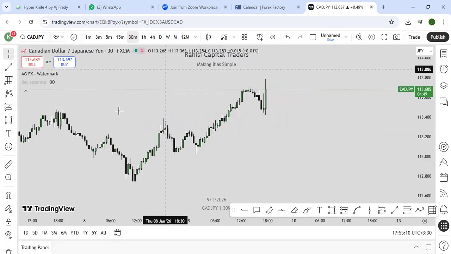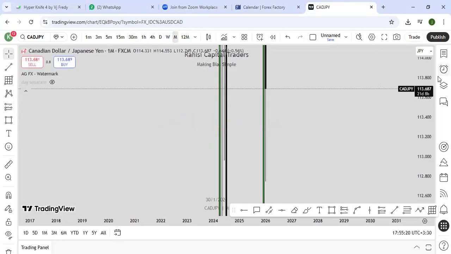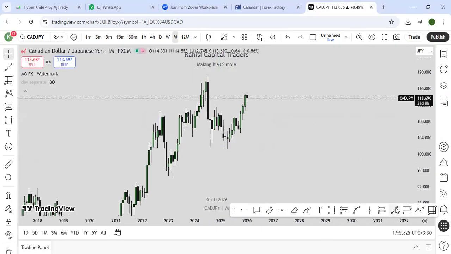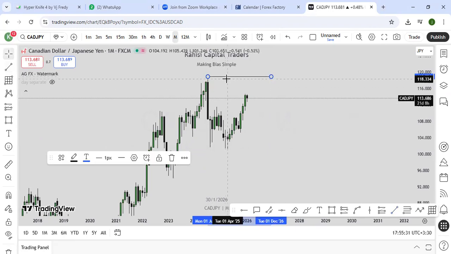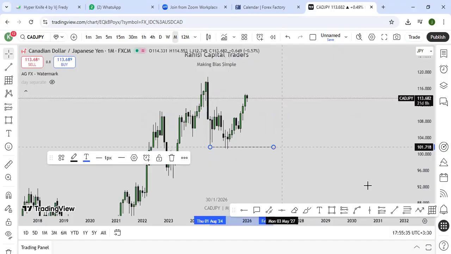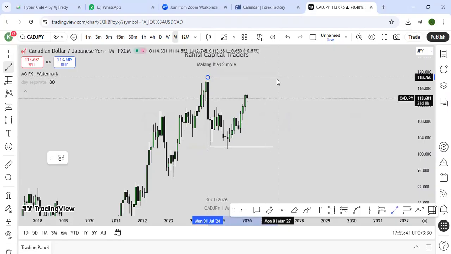How we start our analysis: we shall start with the premium and discount, which is on monthly. So we are back into our monthly premium and discount. We need to mark our swing high or our range high, then also our range low. This is the range low, then this is our range high here. So it shows where price is coming from and where it is going.